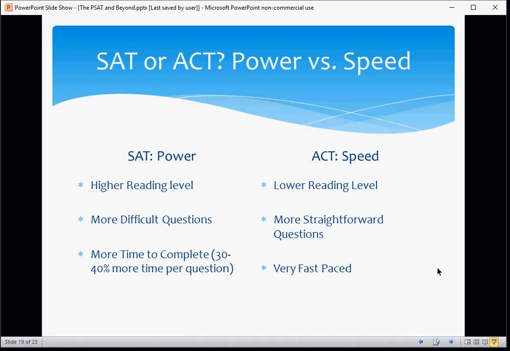Okay, some of the basics that we're going to talk about in helping students make that decision. In general, the SAT is more of a power test, and the ACT is more of a speed test. So that means that the reading level on the SAT is a bit higher than it is on the ACT. The SAT has more difficult questions in general, whereas the ACT has more straightforward questions. But where it comes into the speed thing is that the ACT is much more fast-paced. So students generally have to answer more questions in fewer minutes than they would on the SAT. The SAT has 30 to 40% more time per question, but don't forget, those questions are harder overall.